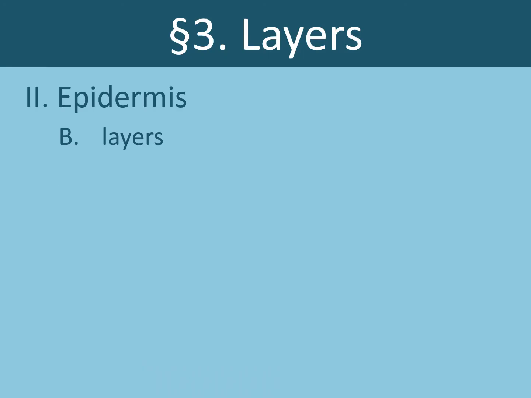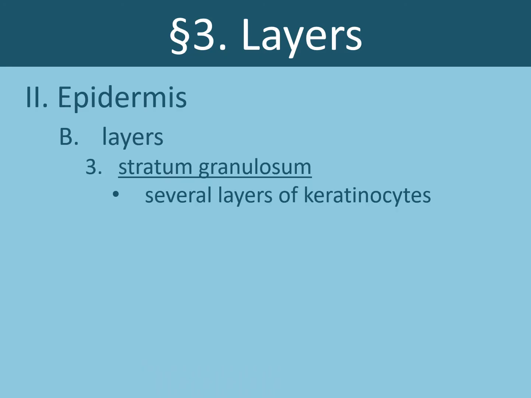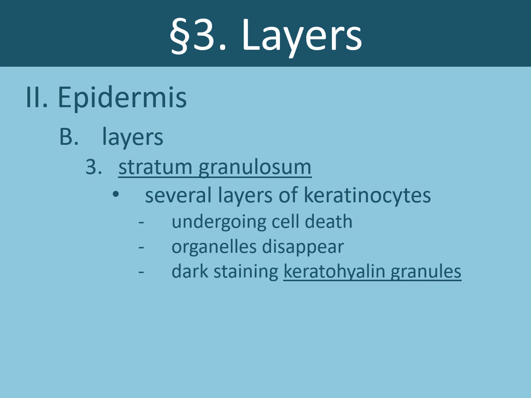The next layer up is the stratum granulosum. It's composed of several layers of keratinocytes. These cells are undergoing cell death as they accumulate more and more keratin. These cells are so packed with keratin that the organelles begin to disappear, and they contain numerous dark staining keratohyalin granules. You can see these granules under a microscope, hence the name stratum granulosum. These granules are made of proteins that help assemble additional keratin.